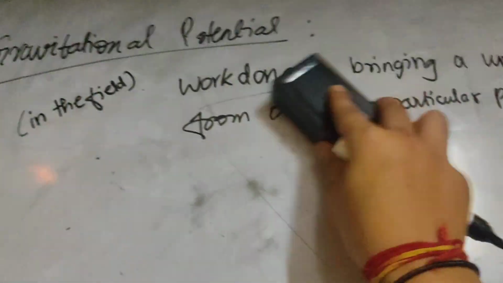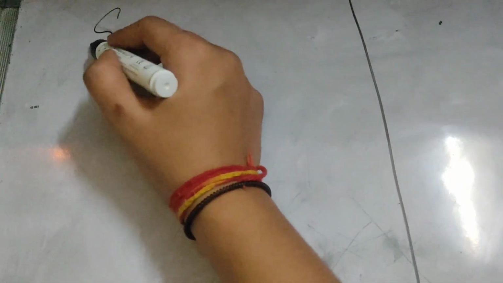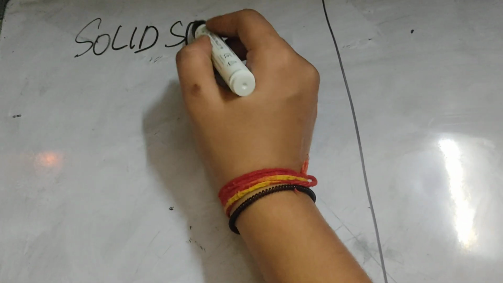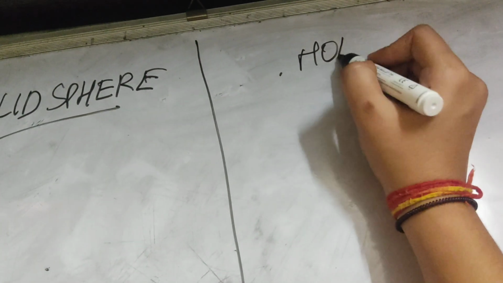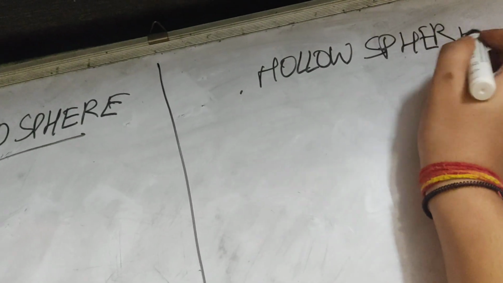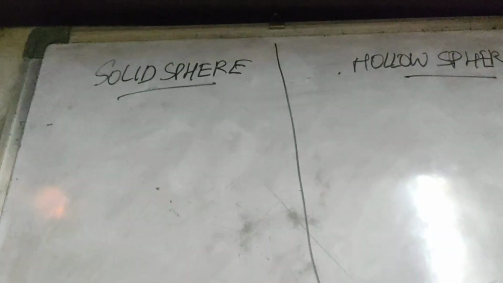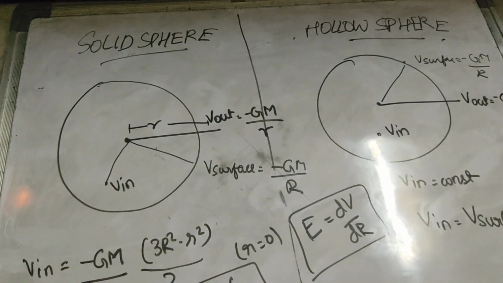Now for this gravitational potential also, as I said, you will have two cases, for solid sphere and hollow sphere. So this will be today's last topic. Then we will continue in our next class. So the last topic is the gravitational potential concept for a solid sphere and for a hollow sphere. Okay, so for solid sphere and hollow sphere, let's learn about the potential concepts.